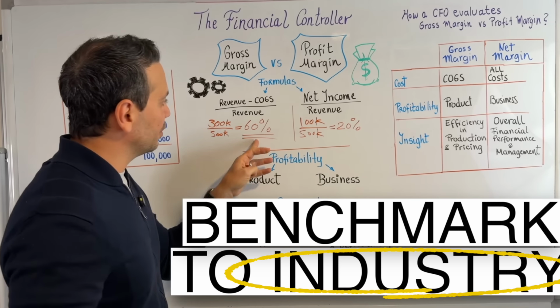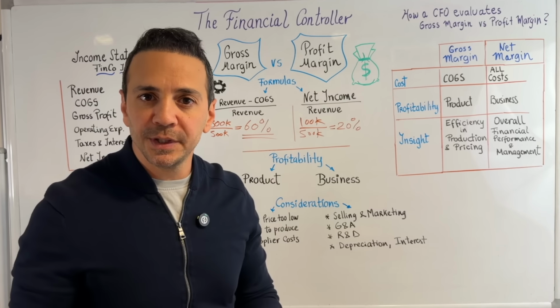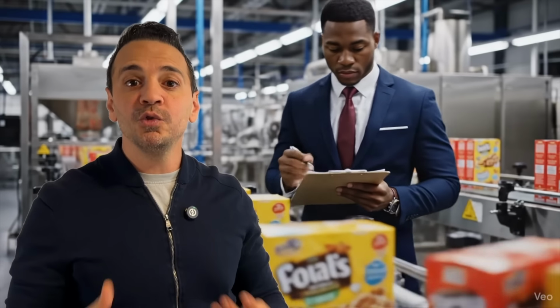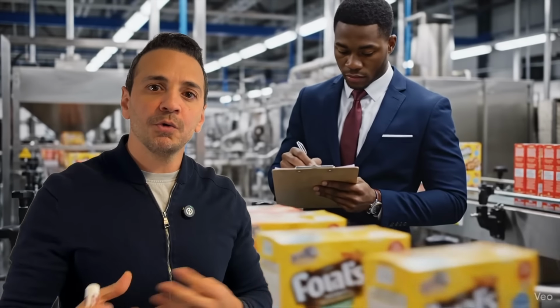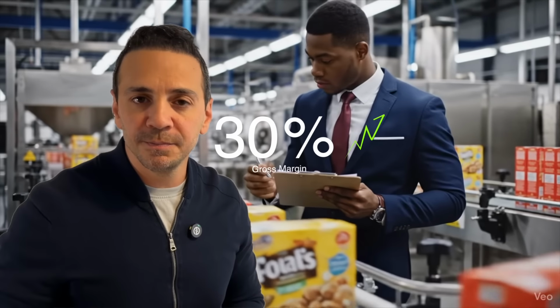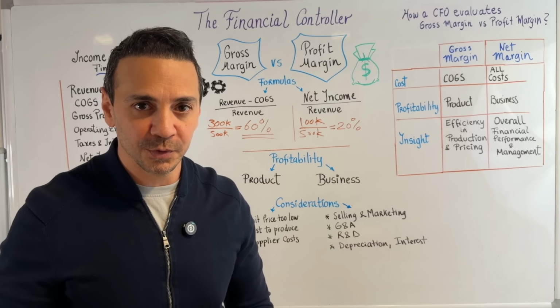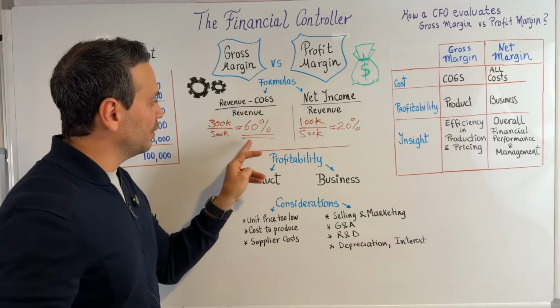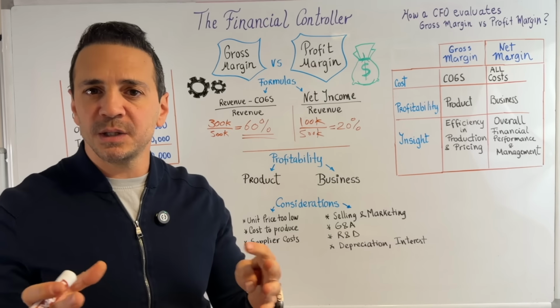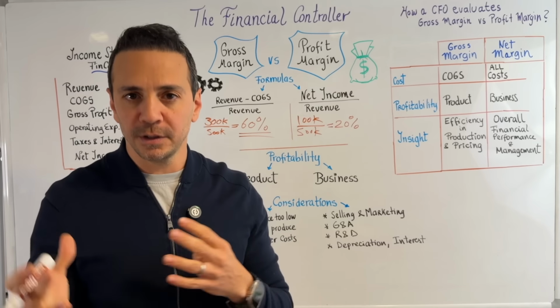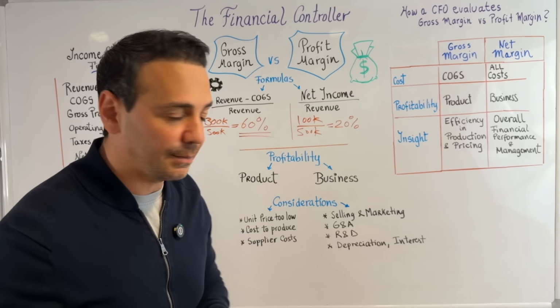To give you an example of this, when I was in mid-career, I worked as a controller at a food manufacturing company. And our gross margin was about 30%. So 30% in food manufacturing is actually a good gross margin, right? But now that I work at a software company, the gross margin is somewhere about 80 to 90%. That's a typical gross margin for a software company, right?